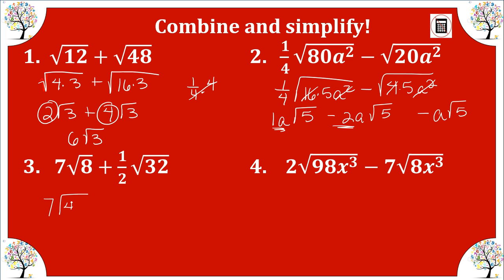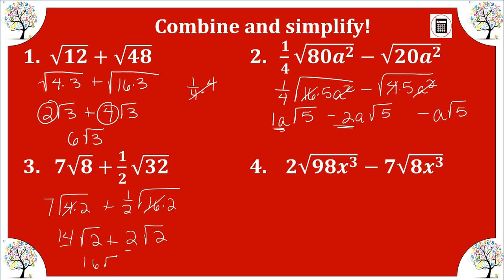8 can simplify into 4 times 2. 32 can simplify into 16 times 2. The square root of 4 is 2. 2 times 7 is 14, radical 2. The square root of 16 is 4, and 4 times 1/2 is 2, radical 2. We add the coefficients and get 16, radical 2.